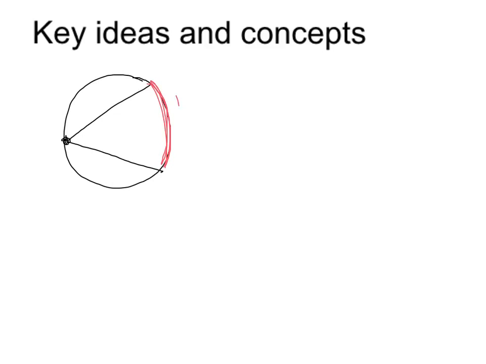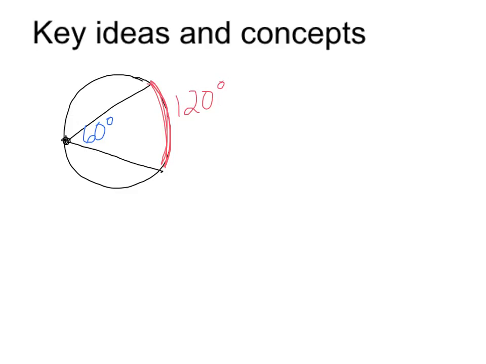Alright, ultimately this skill boils down to two things. The first is if we have a circle with an inscribed angle, then our arc that subtends that angle, if it is 120 degrees, we know that the inscribed angle is half of that, which would be 60 degrees.